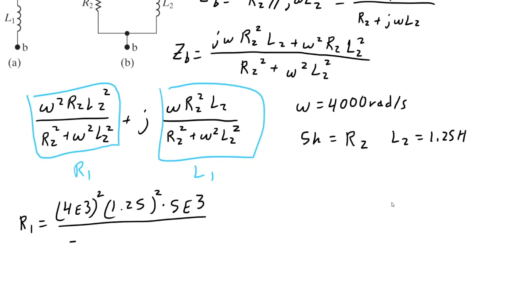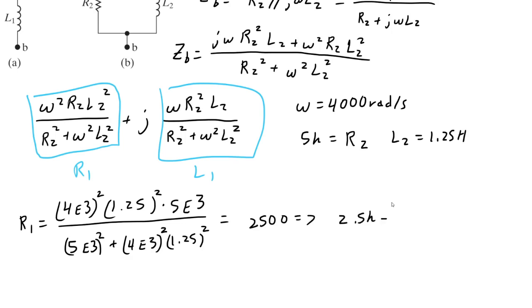So we've got 5,000 squared, and then plus omega squared times L squared, so 1.25. Punch that into your calculator, and you'll get 2,500, which means 2.5 kilo ohms.